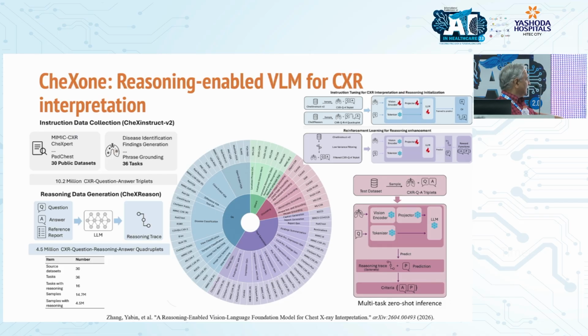There's a large data set that was released along with this, ChexR. Chex1 is the solution, ChexR is the data set. I'll talk about that in the next slide. So what is this capable of? It can generate reports, answer questions, do question answering, generation, captioning, and of course classification and diagnosis. So this is a confluence of vision, language and reasoning, three things. This is the state of the art right now.